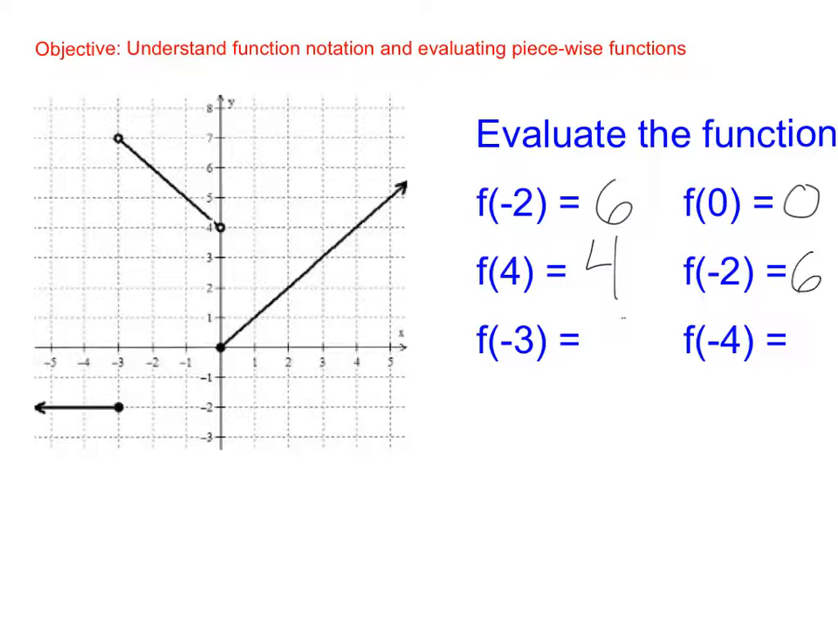Oops. -3, go to -3, go up, up. Now that's an open circle, so that doesn't count. I can go down though, so -2 is my answer. And -4, go over to -4. My graph is down here, it's -2.